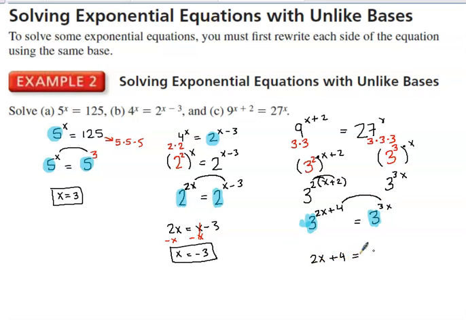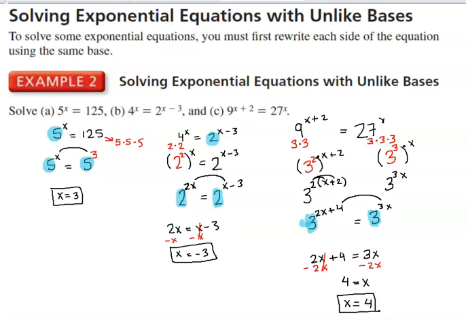So 2x plus 4 must equal 3x. I'll get my x's together. I think it makes the most sense to move my 2x over. That way I move it away from the 4. So 4 is equal to 1x, or x is equal to 4.